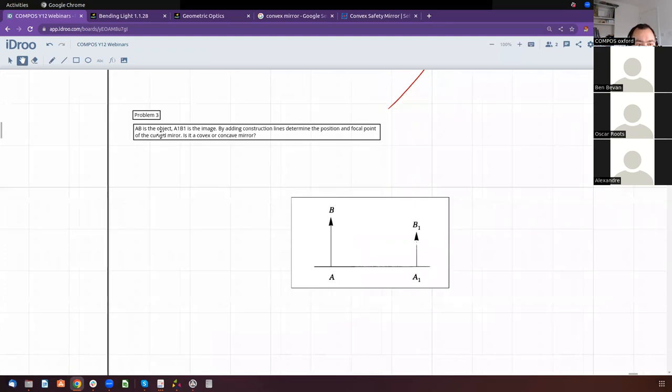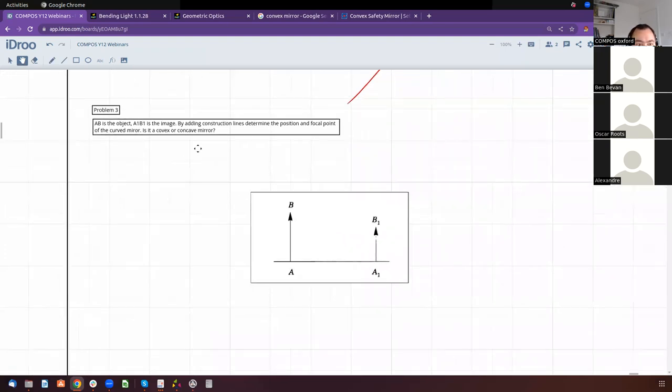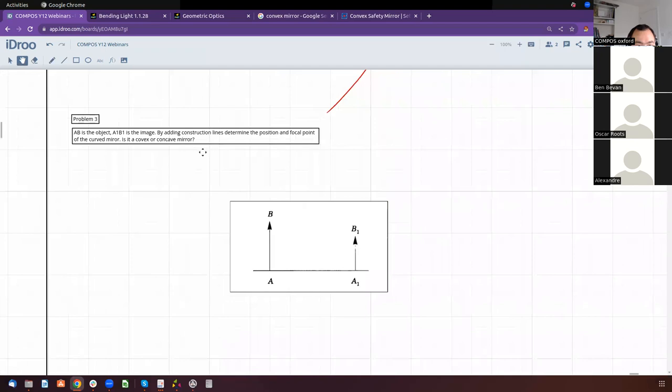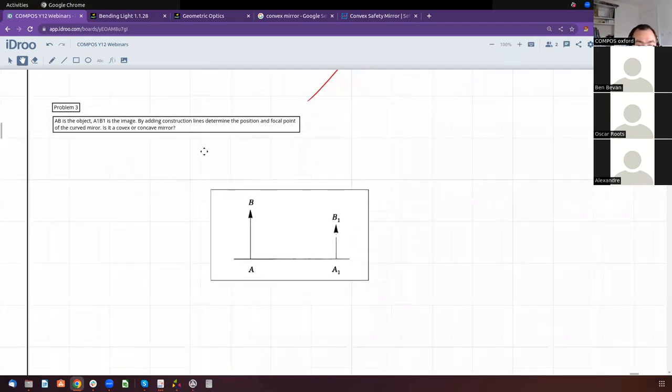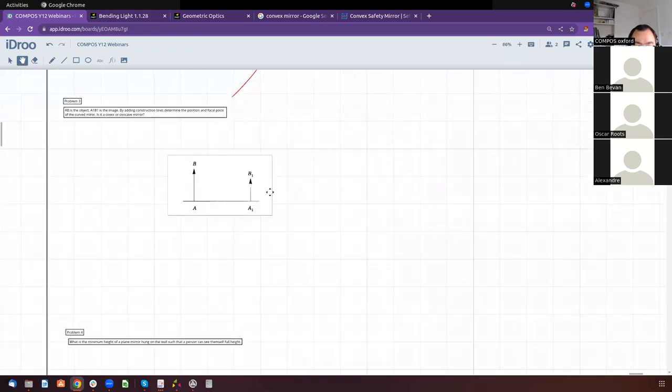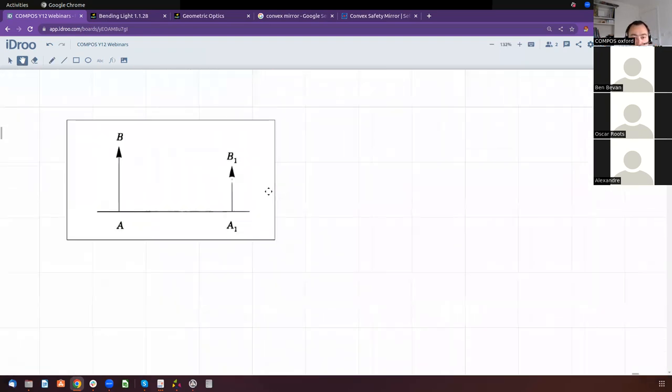Okay. AB is the object. A1B1 is the image. By adding construction lines, determine the position and focal point of the curved mirror. Is it a convex or concave mirror? All right, well, first of all, there's a mirror. We don't know where it is. We don't know if it's convex or concave. We just imagine a mirror somewhere here. Or the mirror could be here. We don't really know where the mirror is.